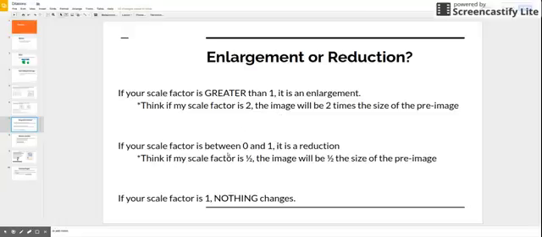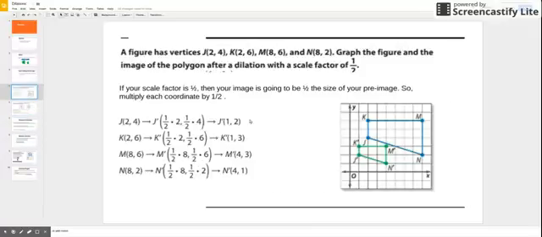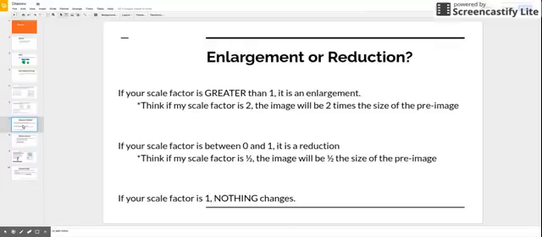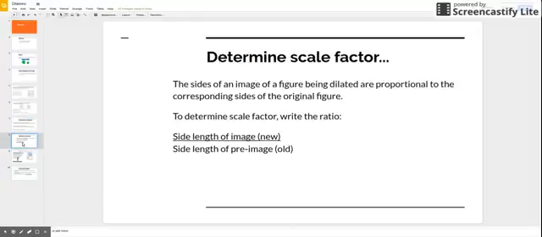If your scale factor is between 0 and 1, it is a reduction. So that's like this example. Half is between 0 and 1. So it is a reduction from our pre-image to our image. We are reducing it by half, okay? It is half the size. So my scale factor is 1/2. That is a reduction. If your scale factor is 1, guess what? Nothing changes because each side you're just multiplying it by 1, so nothing changes.